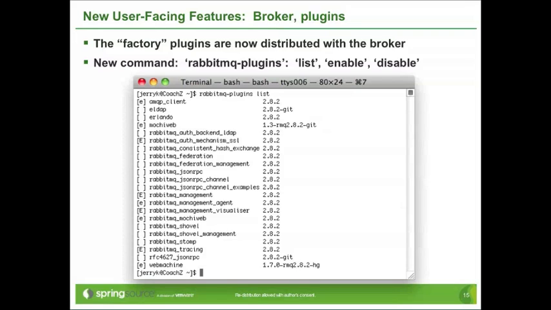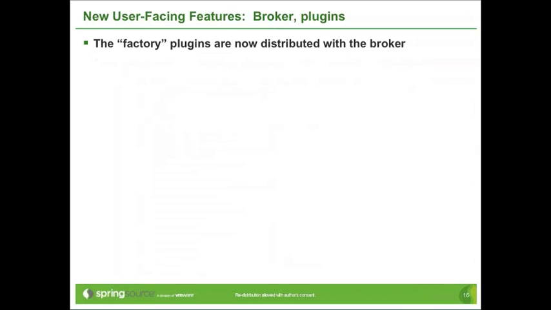A capital E denotes that you explicitly asked for this plugin to be enabled, whereas a lowercase e denotes that it was enabled because it was a dependency of something you did ask for. And so plugin management is much easier. If you have custom plugins or plugins you've written yourself, you install them the old way. You drop them in the right place, you restart the broker.